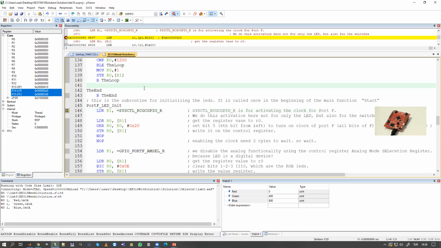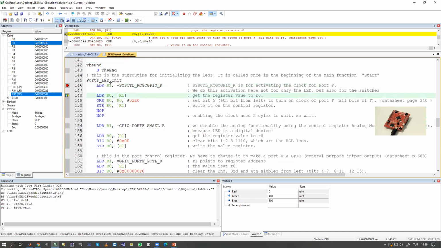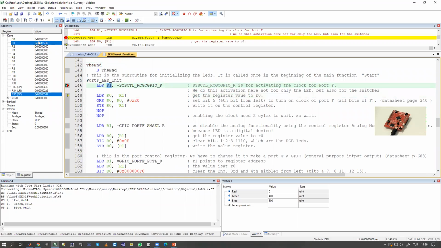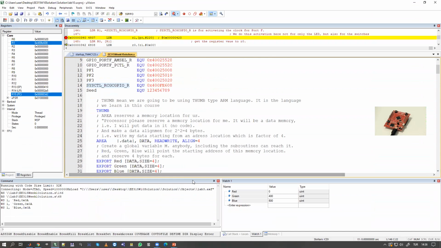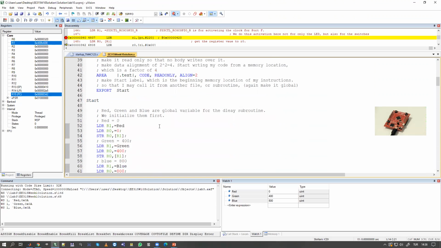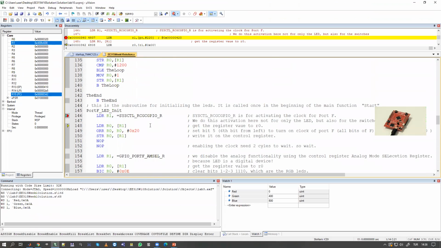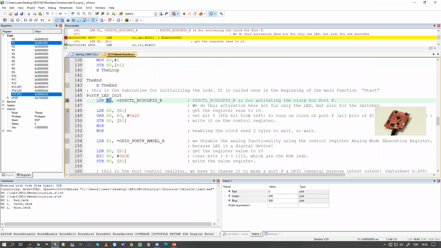So is it really happening? Yes. In R1, as you can see, I have this value, which is exactly the EQU of this value. So yes, as promised, that name meant the same value for the compiler, and that value was written to R1. So R1 is now carrying the value of this address. This is an address value.